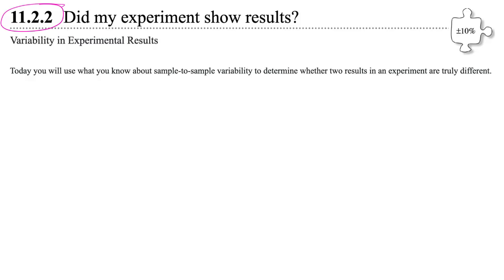Did my experiment show results? Here's our key today. We're going to use sample to sample variability to determine whether two results in an experiment are truly different. This is a really interesting application: comparing two different results and asking, hey, is this different? Things can look really different, and then when you look at that variability, all of a sudden it may not be.